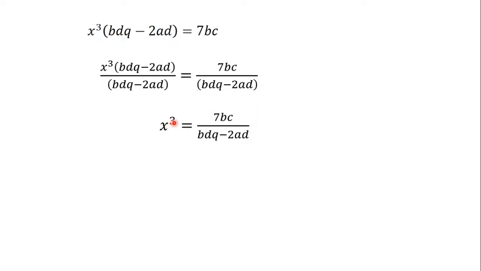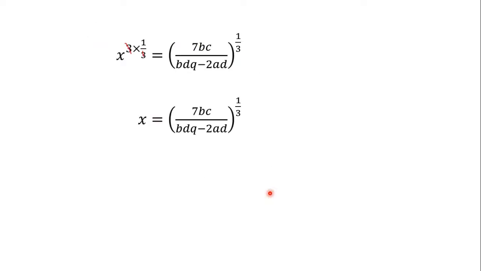If it were to be 4, not 3, you multiply it by 1 over 4, sorry, and you raise what you have here to the power 1 over 4. Now because it's 3, we are going to multiply it by 1 over 3 and we raise what you have here to the power 1 over 3. Don't forget that what you do to the left hand side, we do the same to the right hand side. So as soon as we do that, x will cancel each other out. So you have x equal to 7BC divided by BDQ minus 2AD raised to the power 1 over 3.